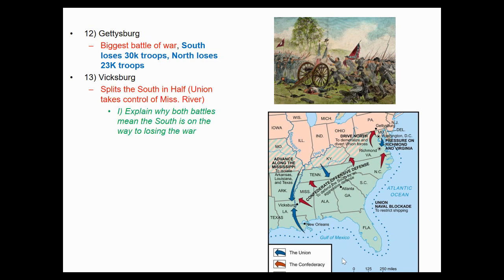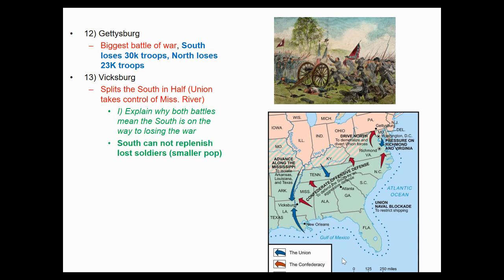The Battle of Vicksburg, in the map on the lower right, you can see where the two blue arrows meet each other in between Arkansas and Louisiana there. It splits the South in half, and the Union takes control of the Mississippi River. Now, these two battles are important because it basically means the South is now for sure going to lose the war. They don't give up until another 7 or 8 months, but it basically means they're going to lose this war. And why?